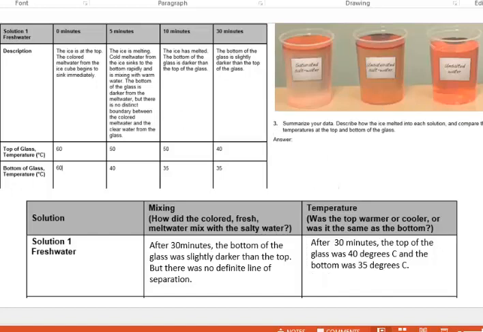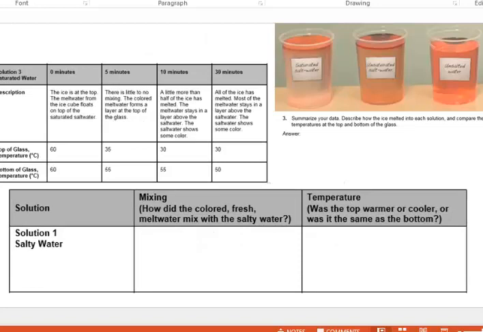All right, let's do the second part of question number 3, which is analyzing the salty solution. At 0 minutes, the ice is at the top. Meltwater from the ice cube floats on top of the saturated water. That's different than what we saw in the unsalted. In the fresh water, it sank automatically.